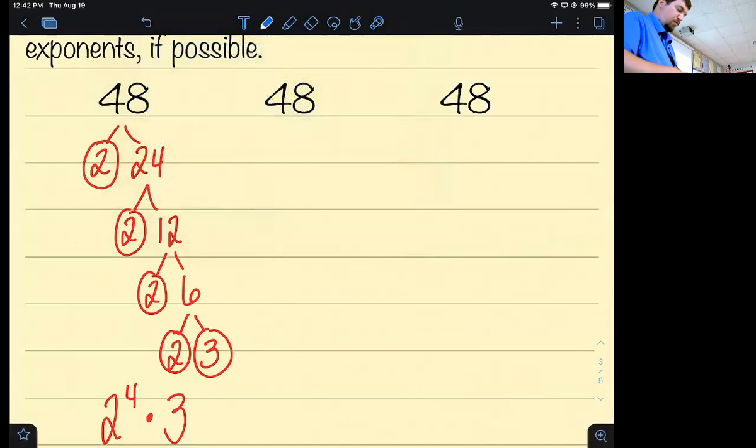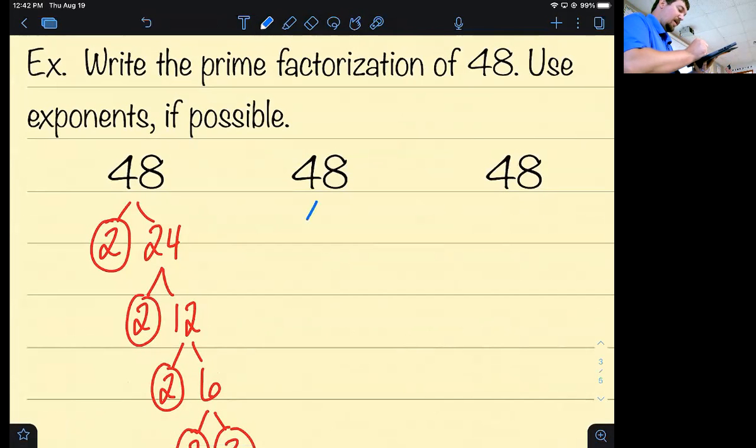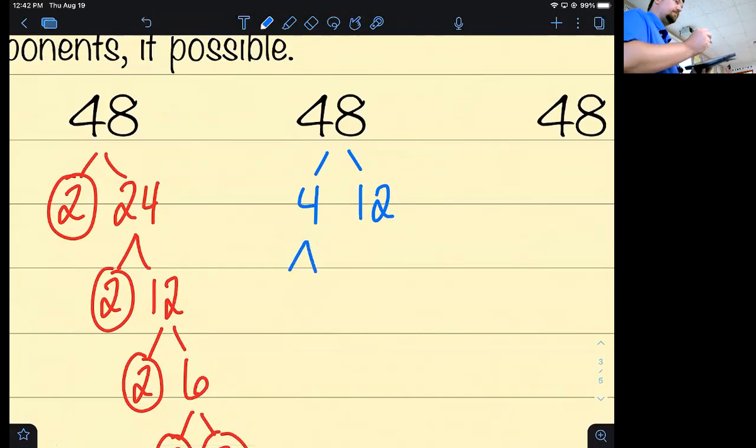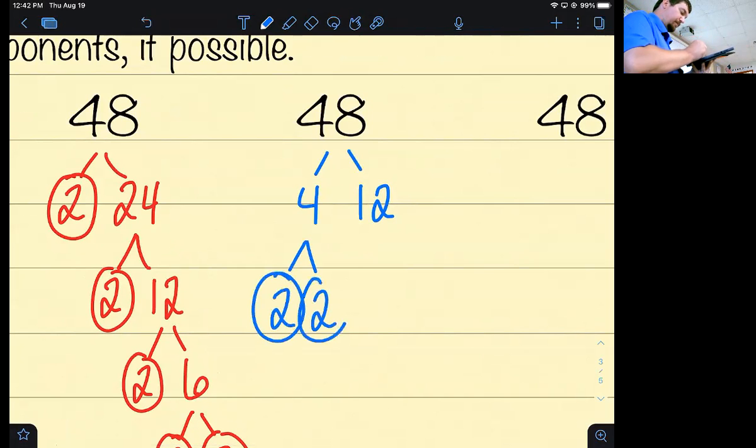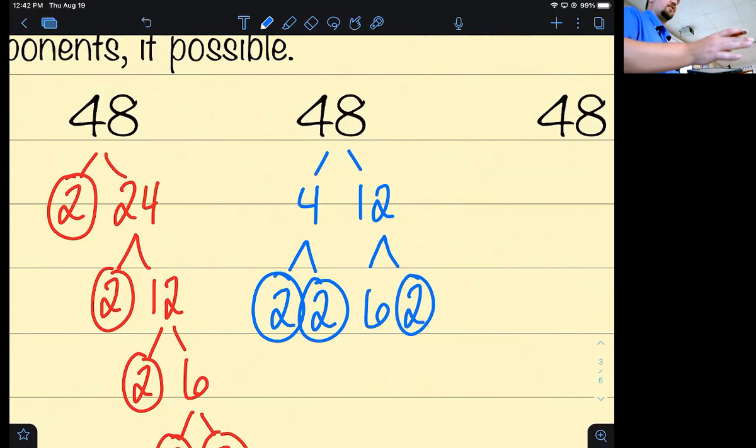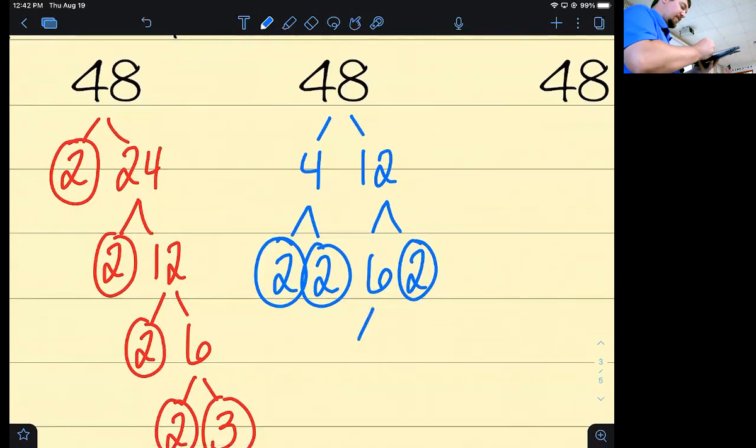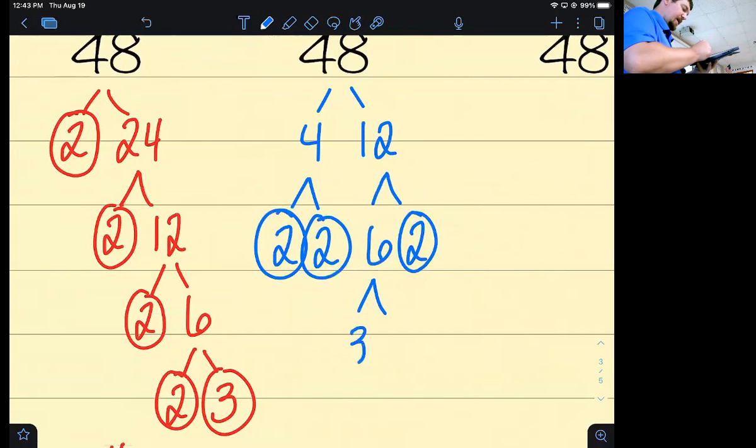That's one way you could do it. You could also break it down into 4 and 12. I mean, that gives you 48. Your tree would look different then. Now, what does 4 break down into? 2 and 2. Circle both. They're both prime. What's 12 break down into? 6 and 2. Circle the 2. You could also, at that point, have said 3 and 4, just so you know. And what does 6 break down into? 3 and 2, both of which are prime.